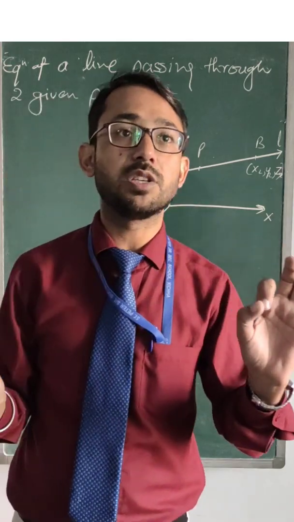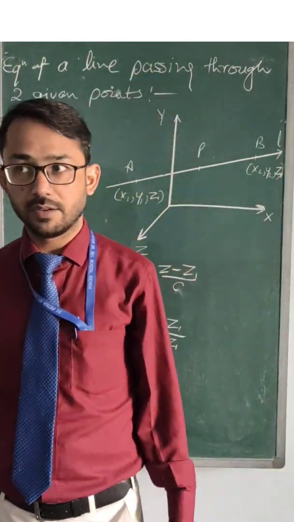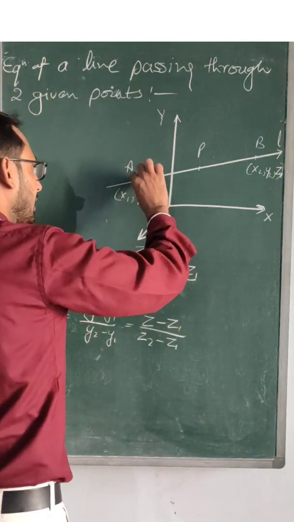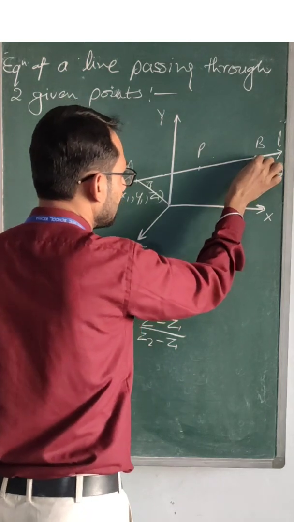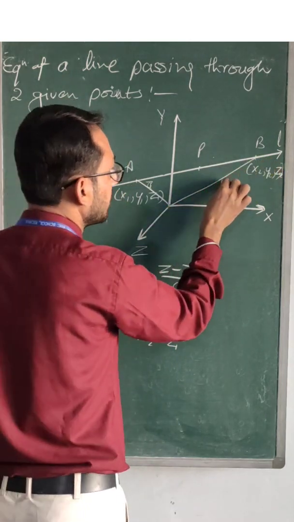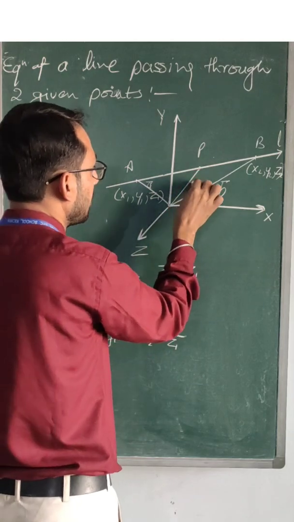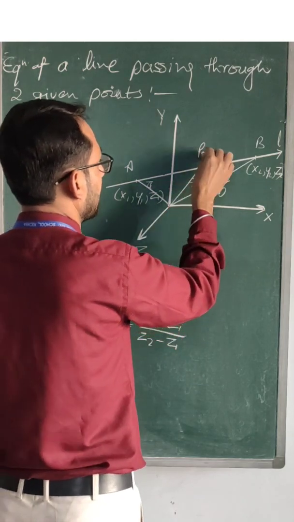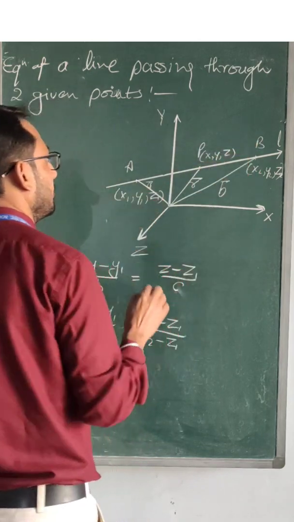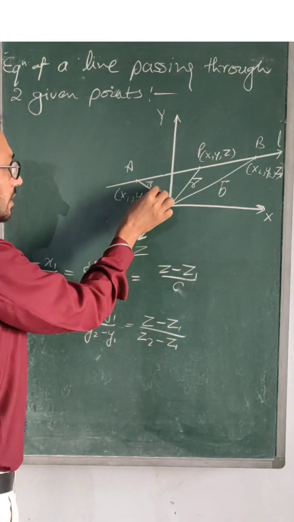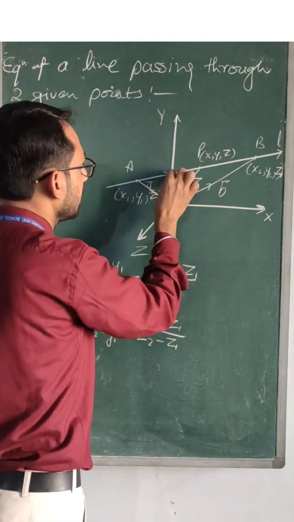So this is the equation of the line passing through 2 points. It is the Cartesian equation. But now I am solving it with vector algebra. So this vector I am giving the name A vector, this will be B vector, and a general point with the R vector x, y, z. A vector, R vector, B vector.